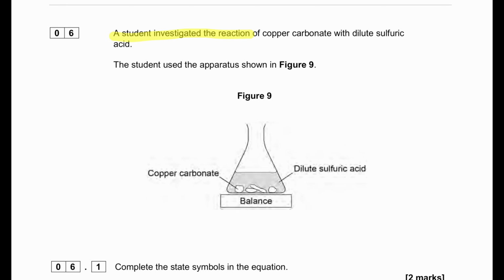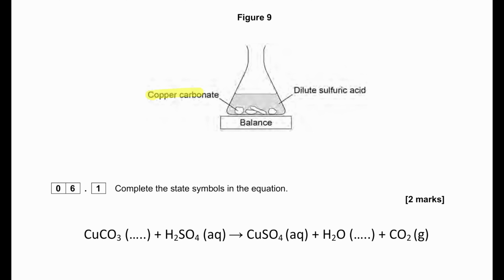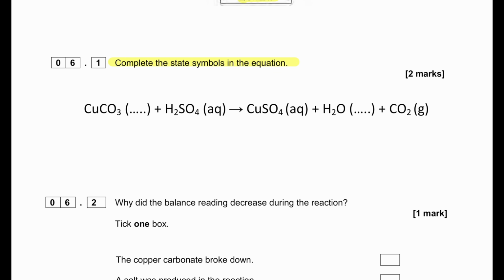A student investigated the reaction of copper carbonate with dilute sulfuric acid. The student used the apparatus shown in figure 9: copper carbonate, dilute sulfuric acid, balance. Complete the state symbols in the equation. We know that copper carbonate is a solid, so we'll write s. CuSO4 is aqueous, plus H2O is a liquid, so we'll write l, and CO2 is a gas.